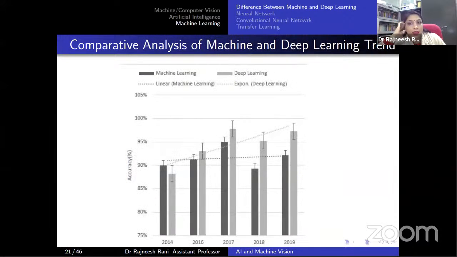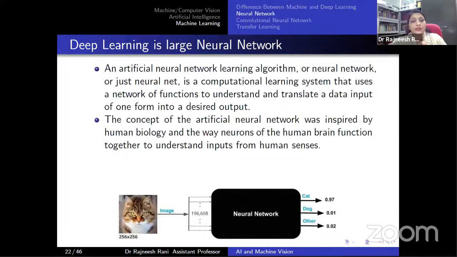One of my research students has done experiments and also a survey. This is a graph for fruit recognition, and he surveyed many research papers and saw that the accuracy achieved in 2019, 2018 and 2017 by deep learning algorithms is higher in fruit recognition as compared to machine learning algorithms. So in today's world, to make machine vision possible, deep learning is coming, and that is a branch of AI.